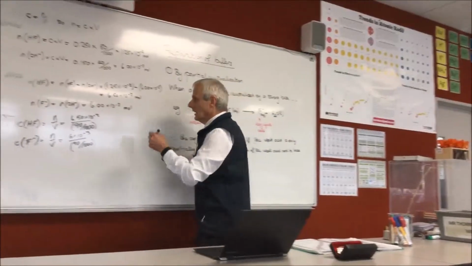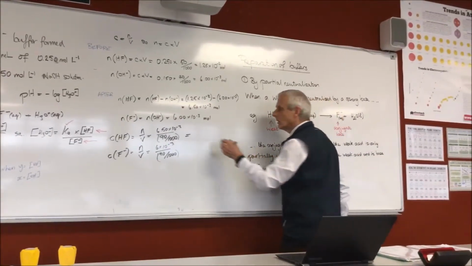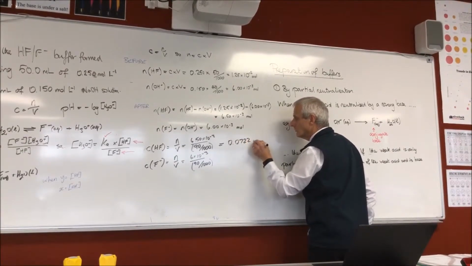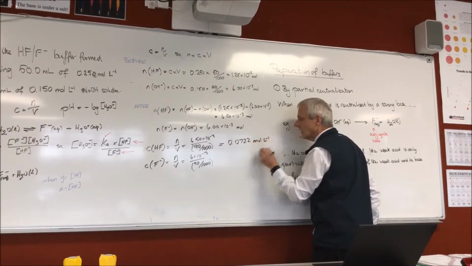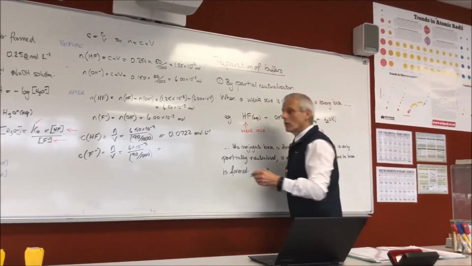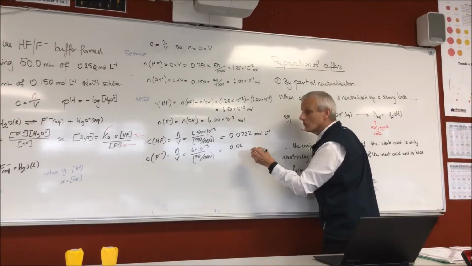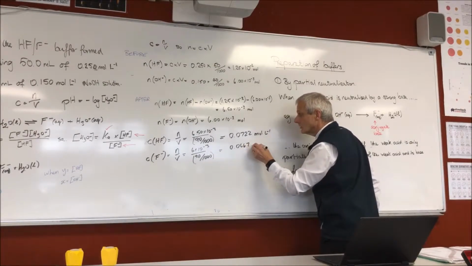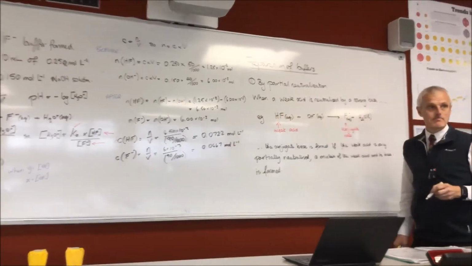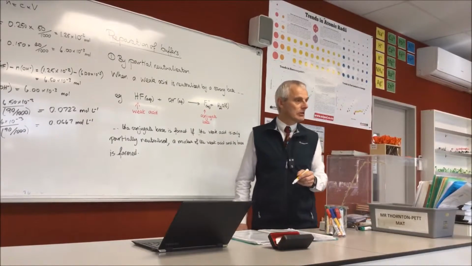Okay, so what's the concentration of HF? 0.0722. 0.0722 mole per litre. And this one? 0.06. Okay, how did you work that out? Because it's 6 over 9, which is 2/3.